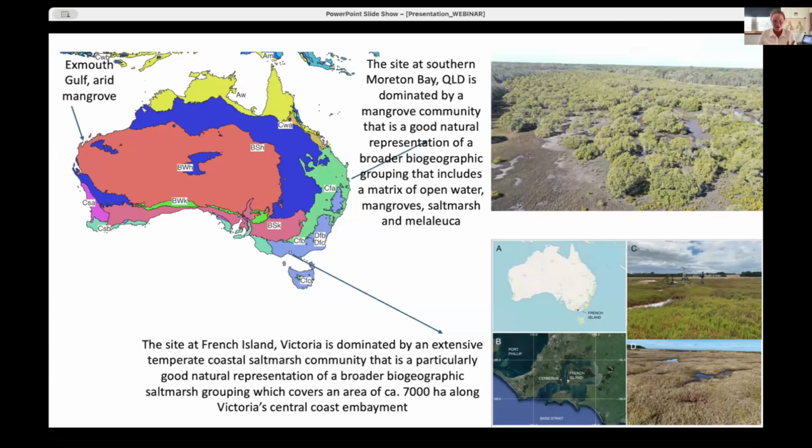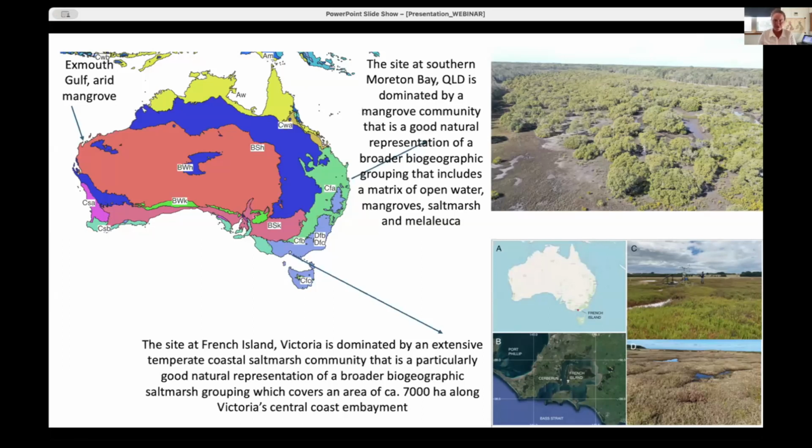And one of those is French Island, which has a very large undisturbed salt marsh, temperate coastal salt marsh community. It's a Ramsar wetland. It's highly protected. French Island is not much inhabited, so it's a relatively pristine system, very interesting. But it also represents a coastal ecosystem we don't talk about much, which is the temperate coastal salt marsh. It's quite different to the salt marsh you would see elsewhere.